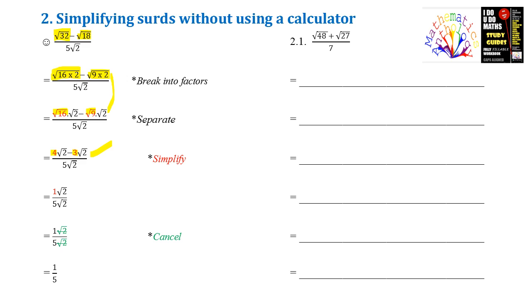So on the top, if we simplify, 4 root 2 minus 3 root 2 is 1 root 2, all over our denominator of 5 root 2. Now we can simplify by cancelling off things that are the same. So root 2 and root 2 can cancel. I'll be left with 1 over 5. And that is my answer for simplifying the surd without using a calculator.